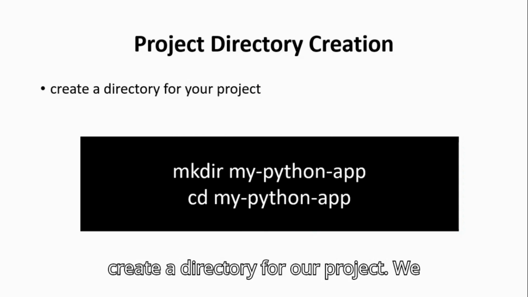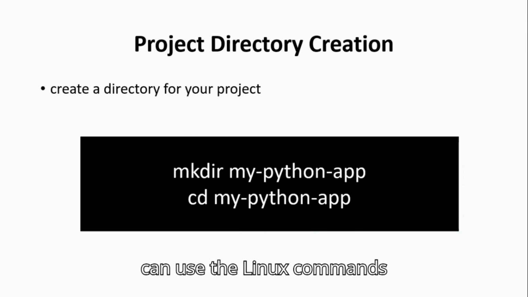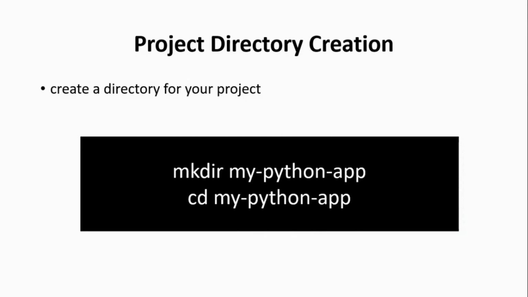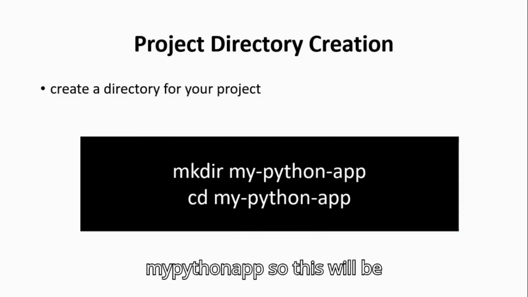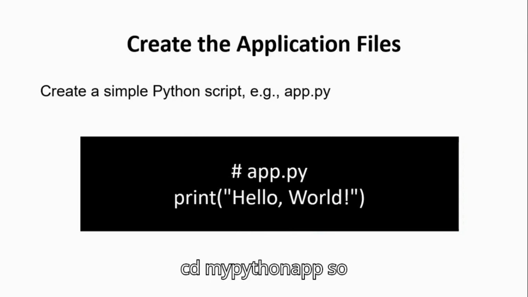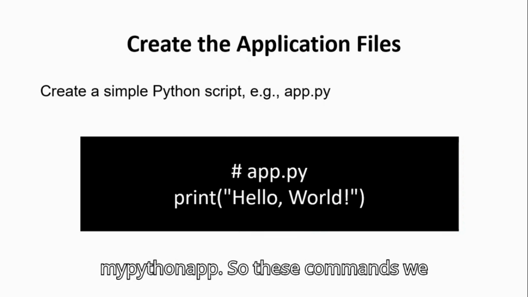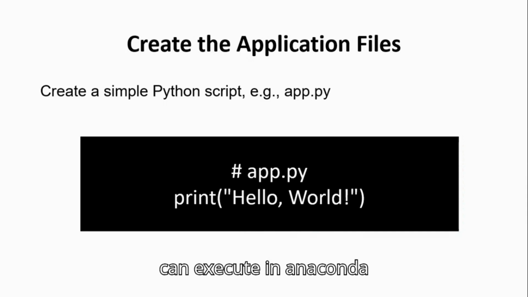We create a directory for our project. We can use the Linux command mkdir, which is make directory, and then my Python app. So this will be our application name. Next, cd my Python app, to change directory to my Python app. These commands we can execute in Anaconda prompt or in our terminal with Python setup.